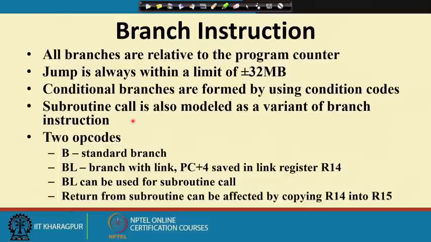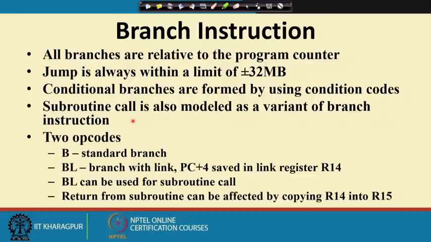So, we have the branch instruction. Now, all branches in the case of the ARM processor are relative to the program counter. Previously we have seen that there are different types of branch. One classification was absolute versus relative branch. In an absolute branch, the target address was specified directly, so the branching was to that particular address. A relative branch means it is with respect to the program counter. The instruction will have an offset value, that offset value will be added to the program counter, and whatever the result is, the control will jump to that particular address.